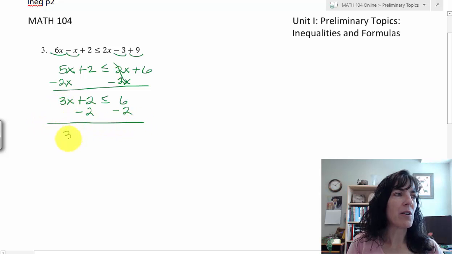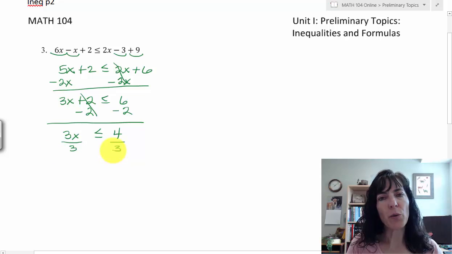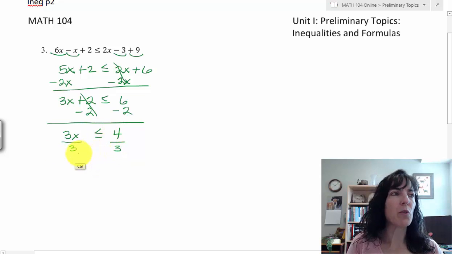And 3x is all I have left on the left because these two cancel, and I have less than or equal 6 minus 2 is 4. Now I want that x by itself, so I need to divide both sides by 3. And notice it is a positive 3, so I don't need to change my inequality symbol. It's going to stay less than or equal, and then the 3's reduce, of course, so I have x is less than or equal 4/3.